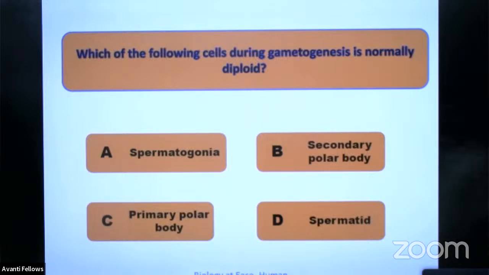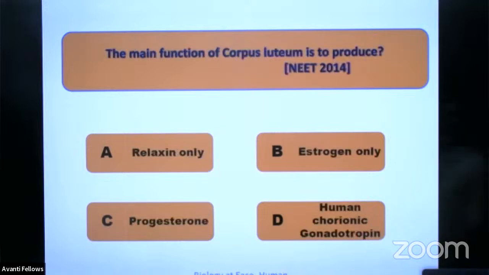Which of the following cells during gametogenesis is normally diploid? The secondary polar body is haploid, you know. It is just like the oocyte only, or the ovule only. Then the primary polar body is also haploid only. And the spermatid is a haploid cell that only develops to become the spermatozoa later. So actually the spermatogonia cell is the germ cell. Germ cells are diploid in nature, and all others are haploid cells only. Then come to question number 25.